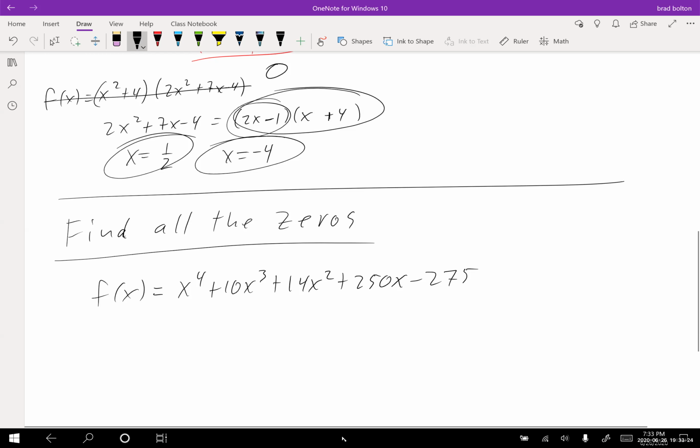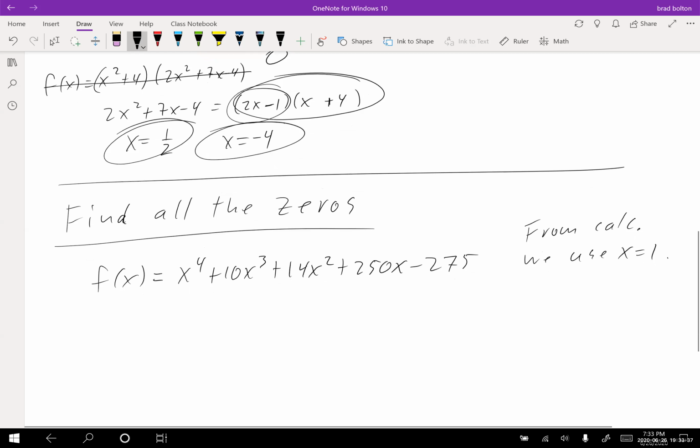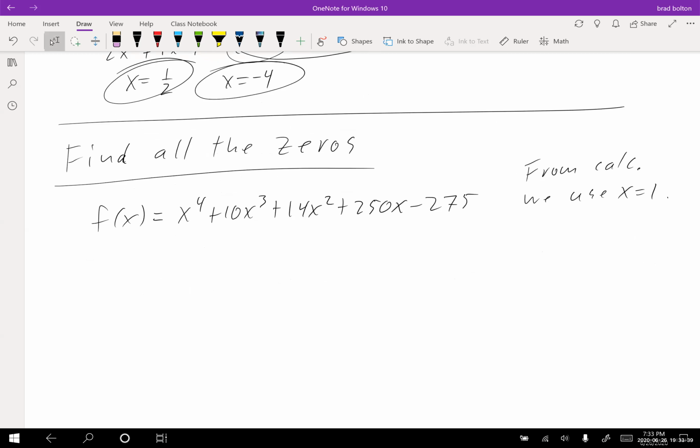So from the calculator, we use x equals 1 because that looked like an x-intercept, so I'm going to try that. So I'm going to do synthetic division this time.